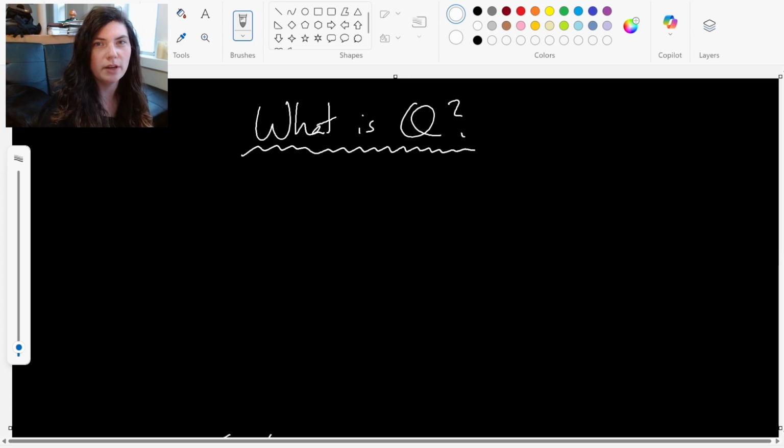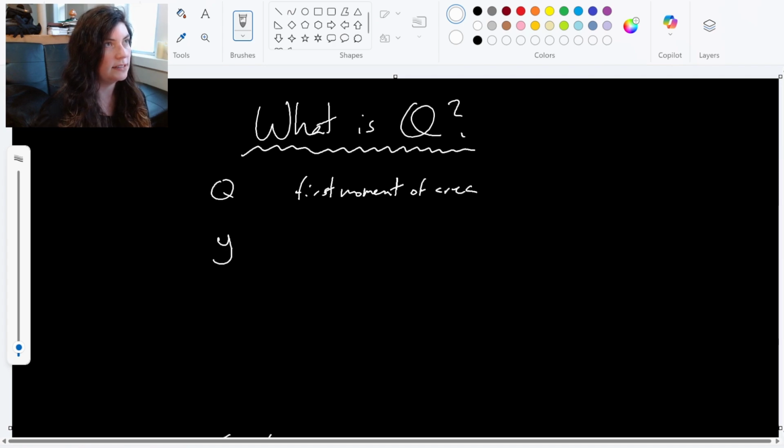Let's talk a little bit more in depth about this Q term. This is a new property of the cross-section that we haven't seen before. So again, this is Q. Q is also called the first moment of area, but most of the time you'll just see it as Q, or you'll see it written out in its formula form, which is the centroid times area. So that's what Q is.